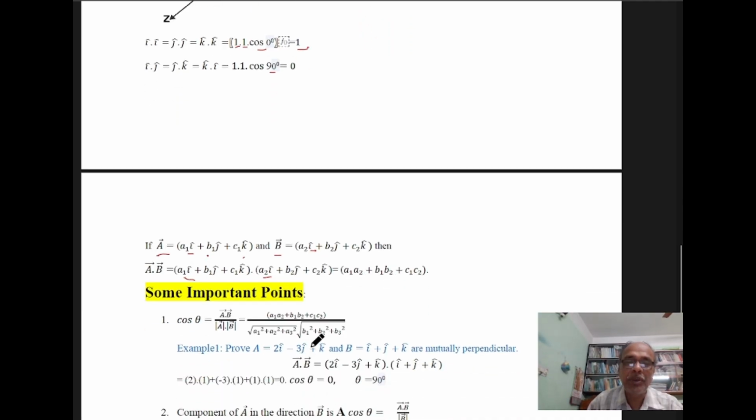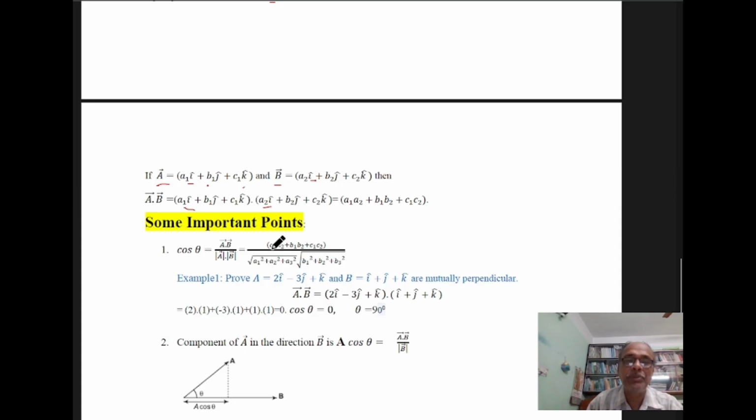Some points you have to remember for doing the numericals. Now if two vectors are there and you have to find the angle between them, then you move to the dot product. So A dot B equals, you know, magnitude of A into magnitude of B cos theta. So what will be cos theta? Cos theta equals this formula. And if it is in component form, then it will be this formula. Okay. With an example we are explaining.